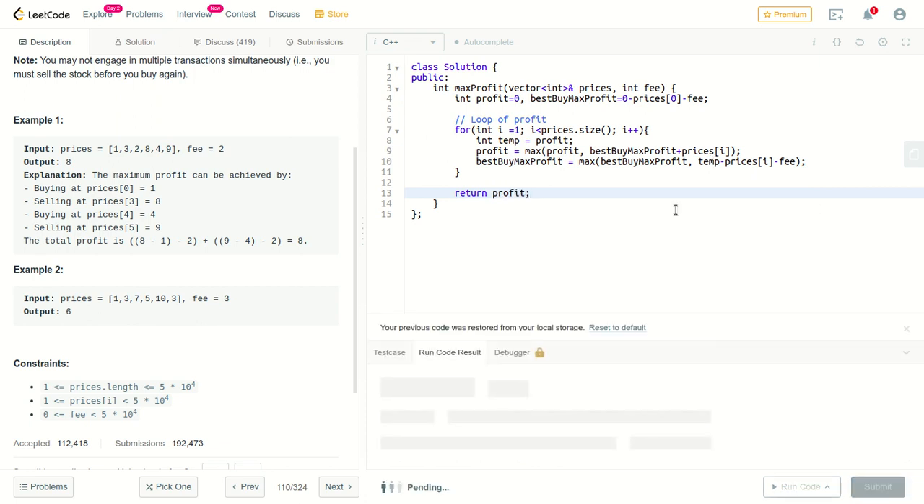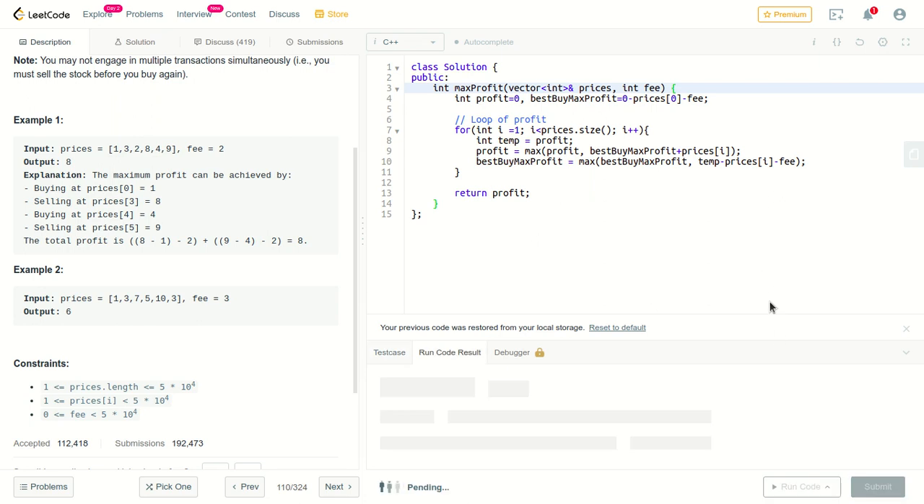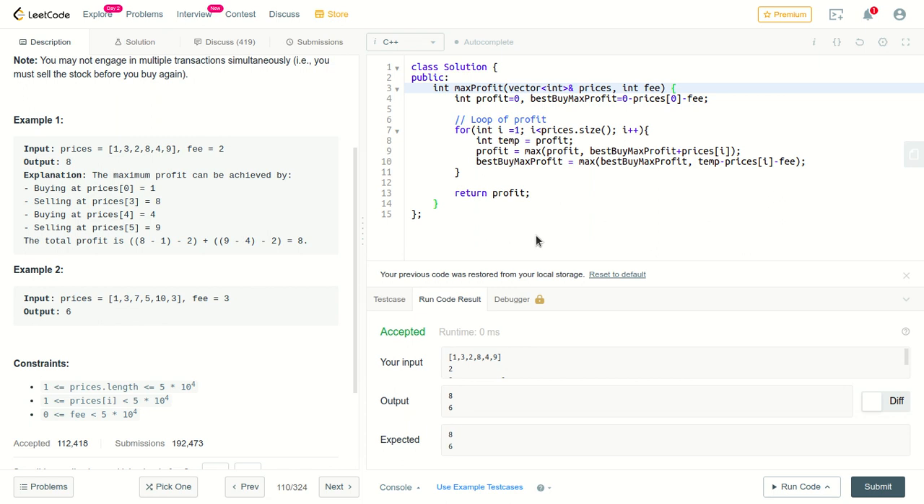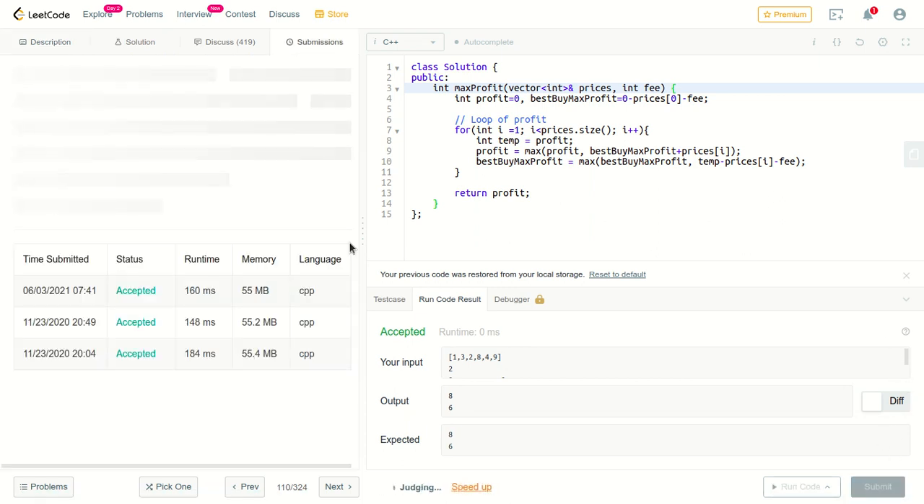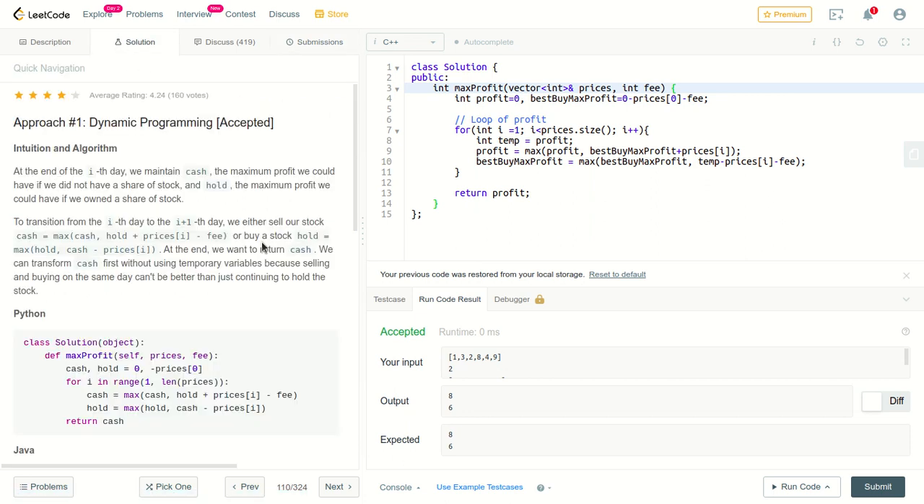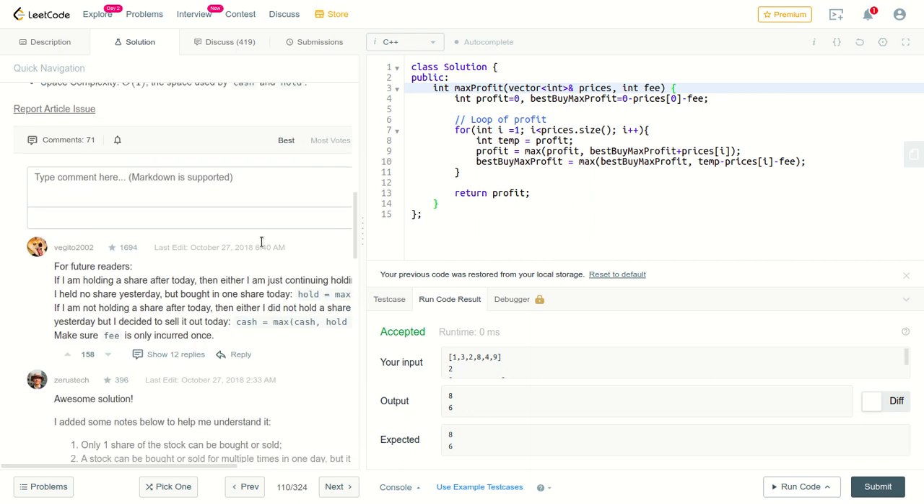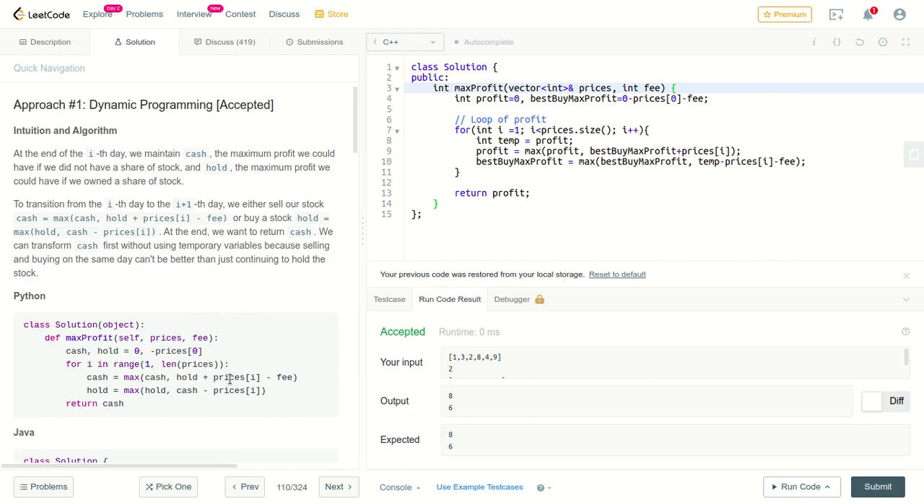Okay, so let's see how well it does. Yeah, it's fine. Let's use some example test cases, run the code. Oh, fine, let's submit. Yeah, so here is your big O of n solution. Let's pick up the dynamic programming solution. See, this is the only solution that is available over here.